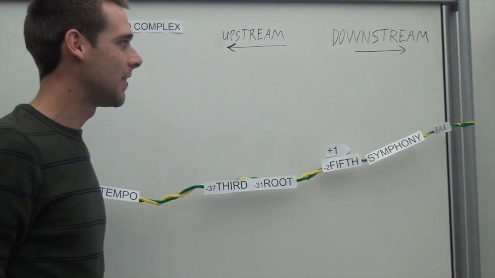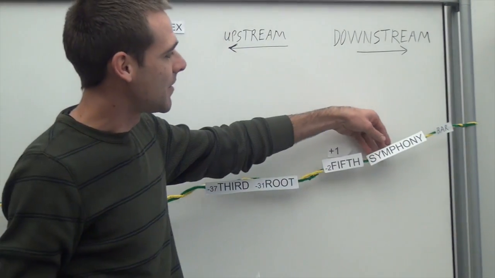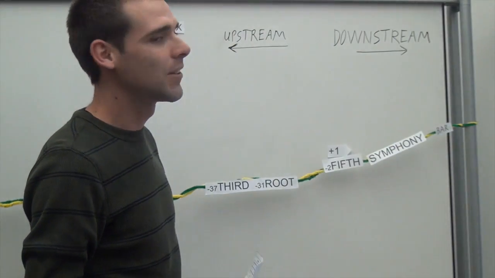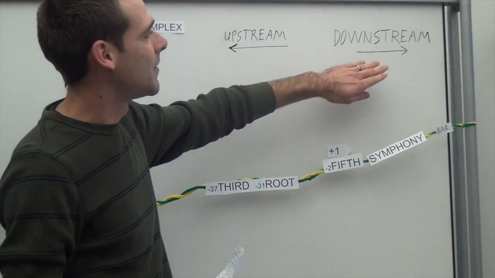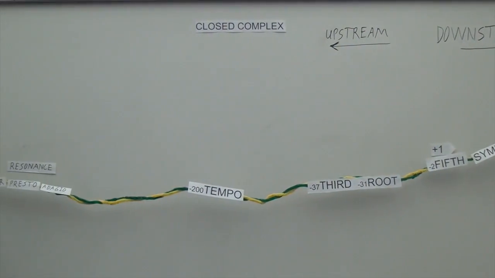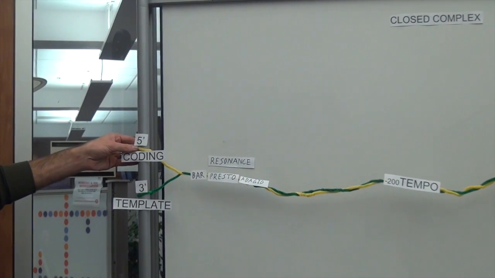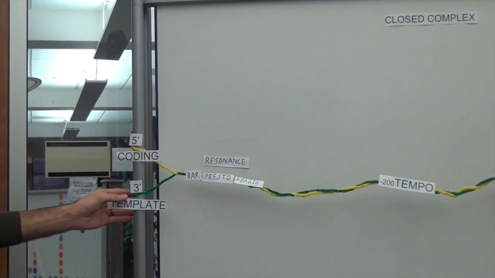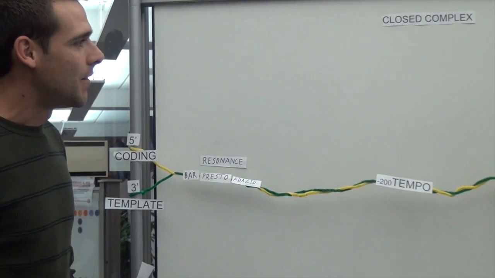Hi, my name's Kyle, and we're going to show our model of our DNA with the Symphony gene right here that we're going to encode. We've got our +1 start site right here, downstream, upstream, and we're going to start off with our closed complex. And we've got our yellow coding strand with the 5' end, and the green template strand with the 3' end. And Whitney is going to start us off with the pre-initiation complex.